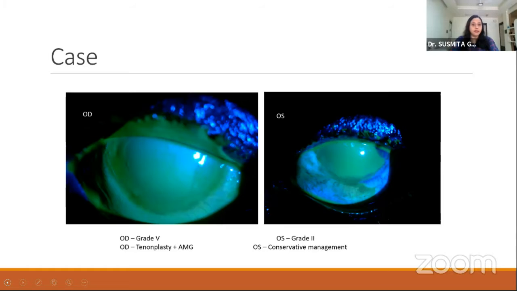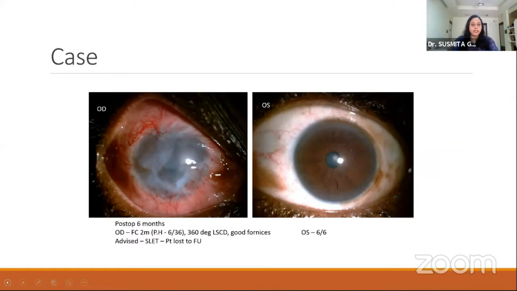Unless we do a careful examination, you will not be able to get a proper grading of the injury, and that is extremely important to determine the management plan. So these are the two eyes. The right eye, you can see we have been able to save the ocular surface, so there is LSCD. Corneas are good. The left eye did very well. The right eye, we advised him to undergo a SLET, but the patient was subsequently lost to follow-up.